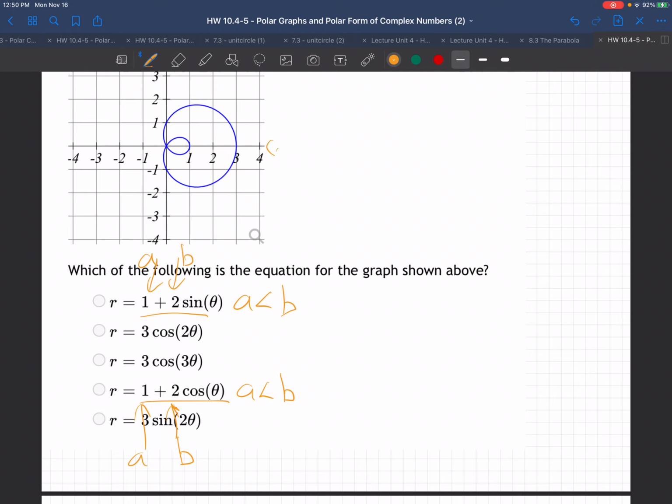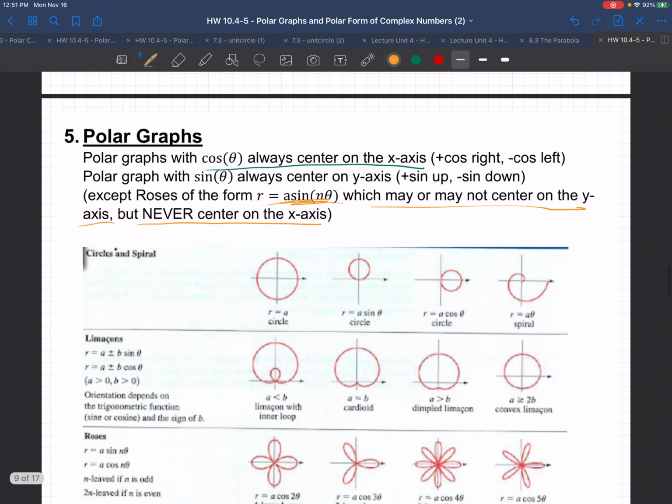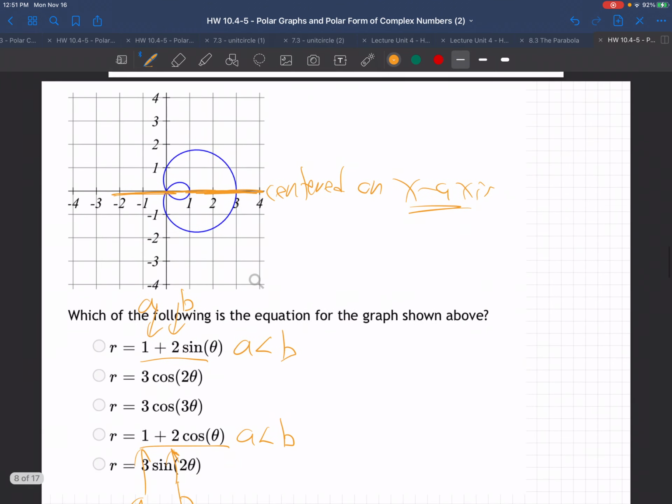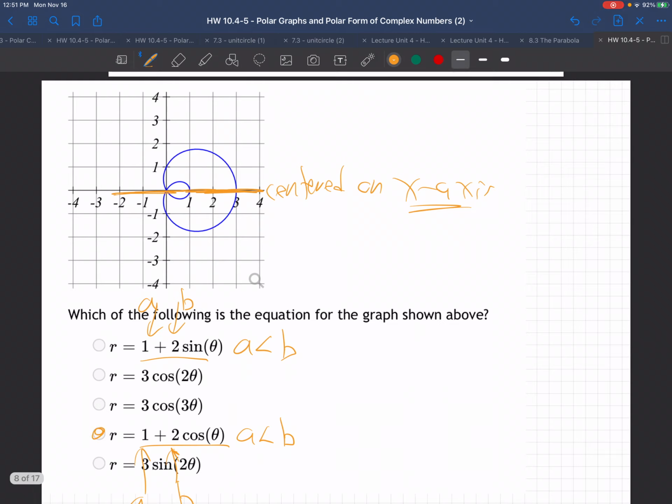Well, notice this one is centered on the x-axis, right? The x-axis right here goes right through the center of the shape. So what does that mean? Well, if you go back to the notes, right up here, cosine is always centered on the x-axis, and sine is centered on the y-axis. So this has got to be cosine, doesn't it? Because it's centered on the x-axis. So there.